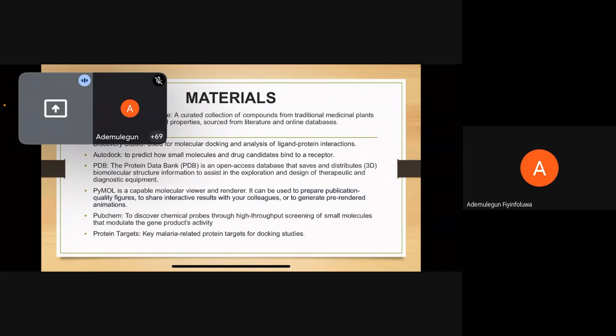We have different software that we used. We used Discovery Studio, which is used for molecular docking and analysis of ligand-protein interactions. We used AutoDock to predict how small molecules and drug candidates bind to a receptor. Then we also used the PDB, the Protein Data Bank, which is an open access database that saves and distributes 3D biomolecular structure information to assist in the exploration and design for therapeutic and diagnostic equipment. We also used PyMOL, and PubChem to discover chemical probes through high throughput screening of small molecules. We also used the protein targets, which are the key malaria-related protein targets for docking studies.